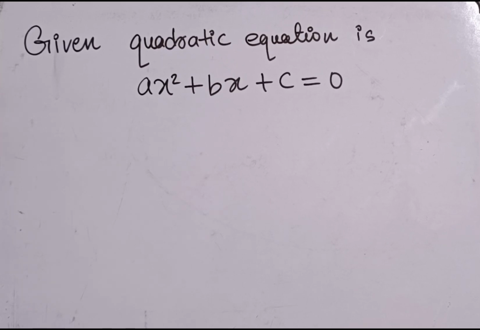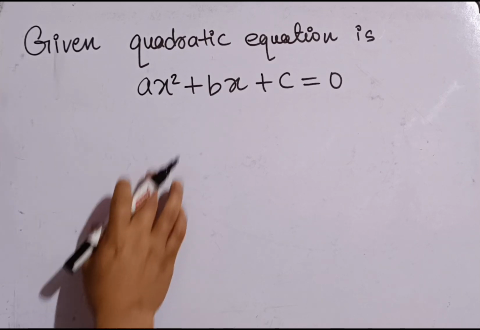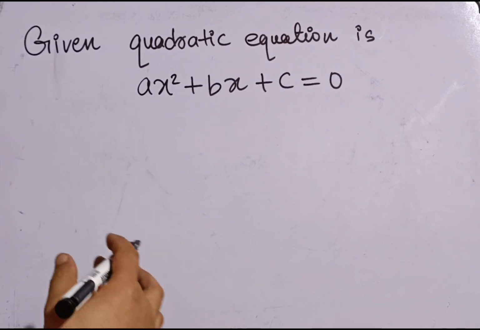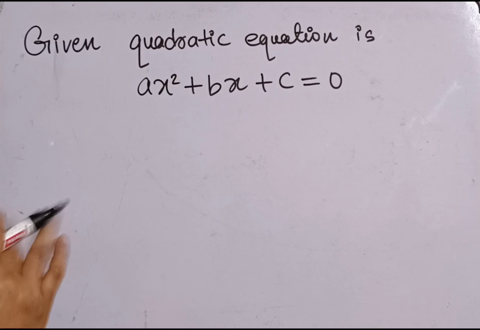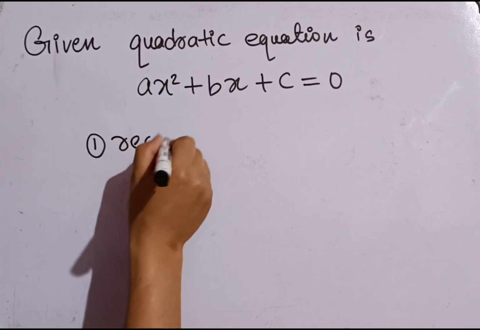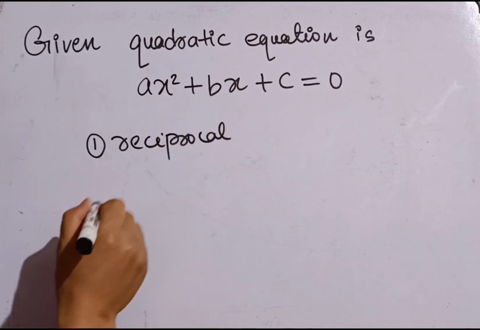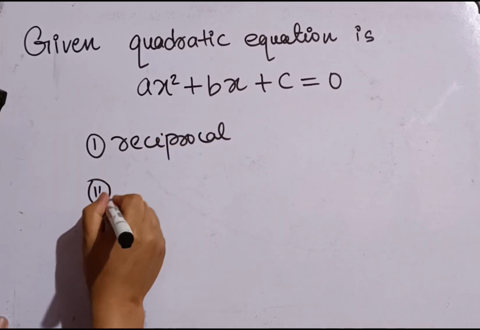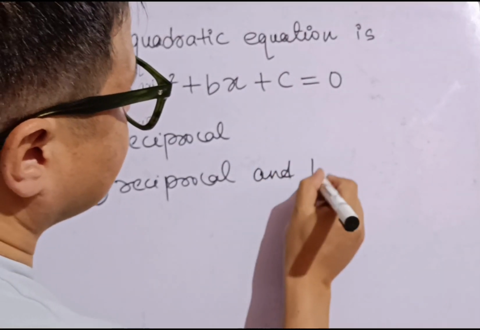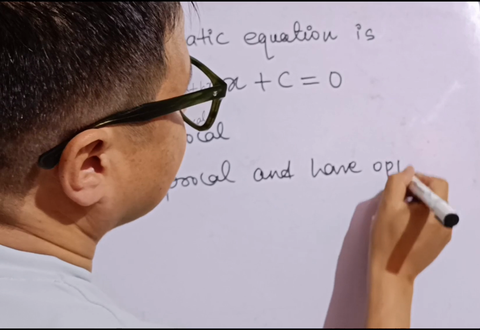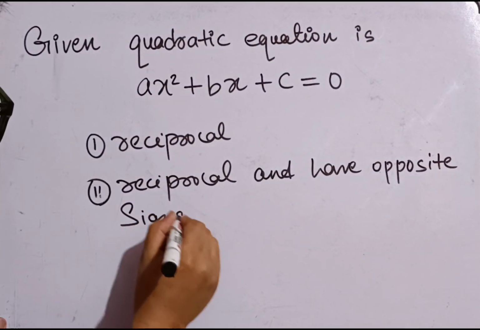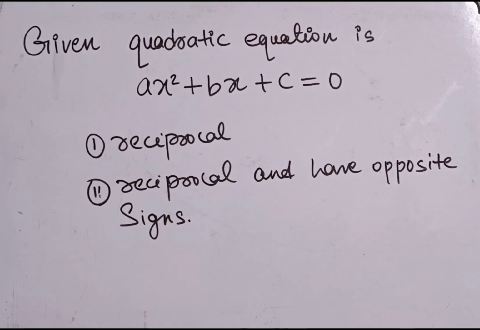Here the given equation is a quadratic equation, ax squared plus bx plus c is equal to 0, where a is the coefficient of x squared, b is the coefficient of x and c is a constant. And we have to find the relation between the coefficients of the given equation when the roots are reciprocal and when the roots are reciprocal but have opposite signs.